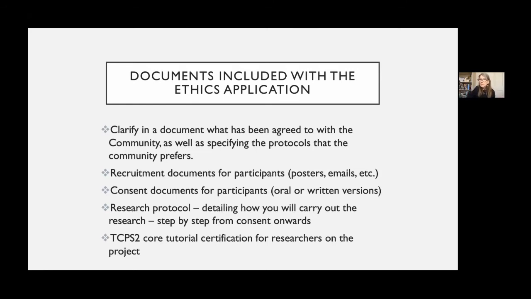Other things you would need to include with your ethics application would be how you're going to recruit people. Examples of that are posters and emails, and consent documents or formats you would have to include. So even if it's going to be an oral consent process, you as the researcher would need to document what you're going to be saying and how you're going to clarify that you have that consent.